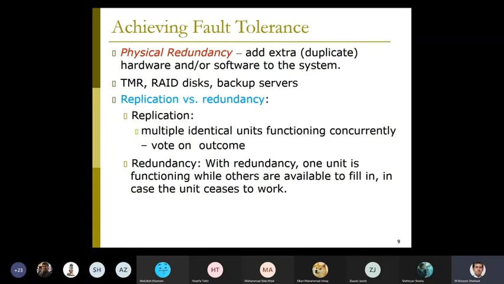So today we will also study triple modular redundancy and RAID, disk, and backup. Okay, not about this, but this is important. Okay, how do we achieve this? Replication and redundancy. Can anybody let me know, from previous experience or from your intuition, is there any difference between replication and redundancy?